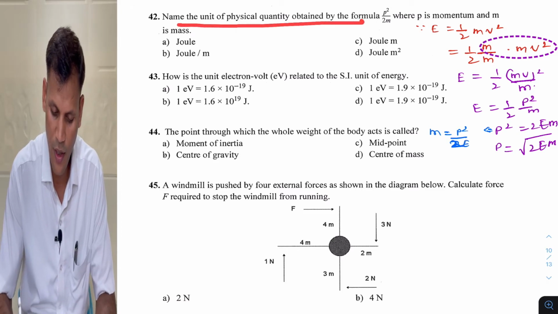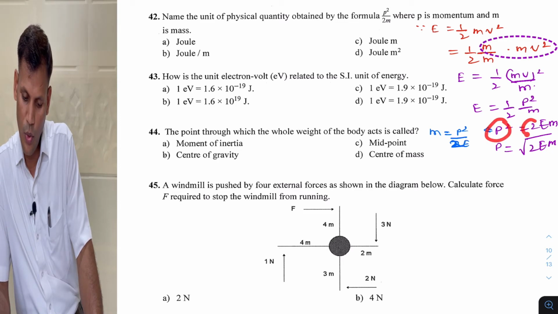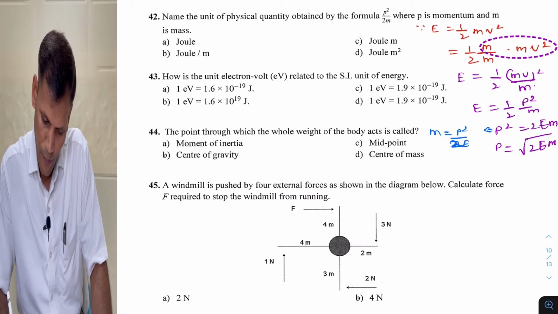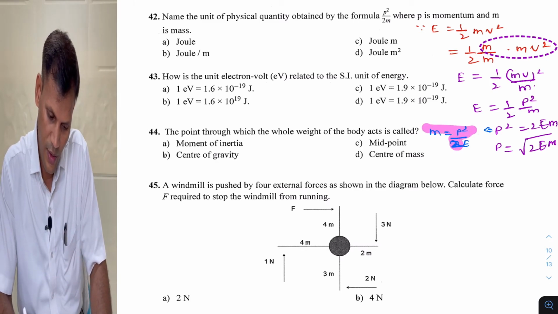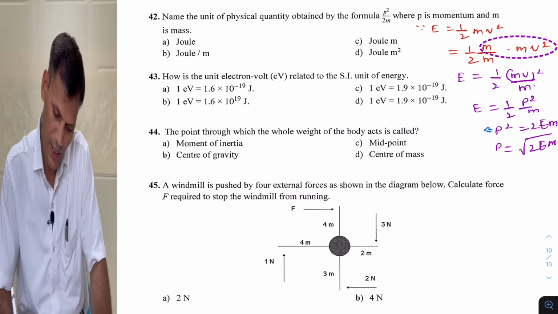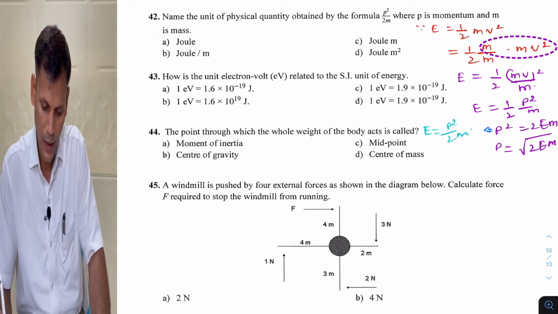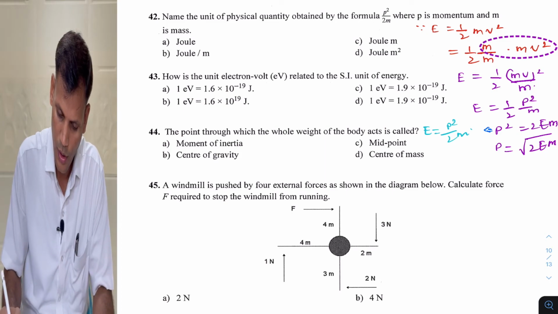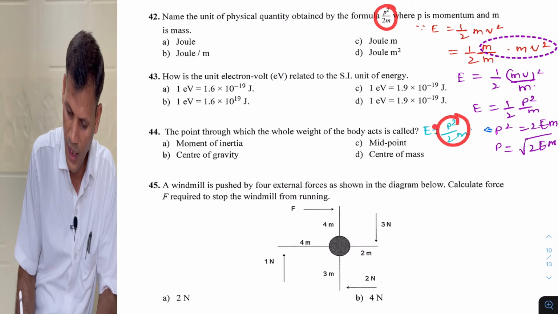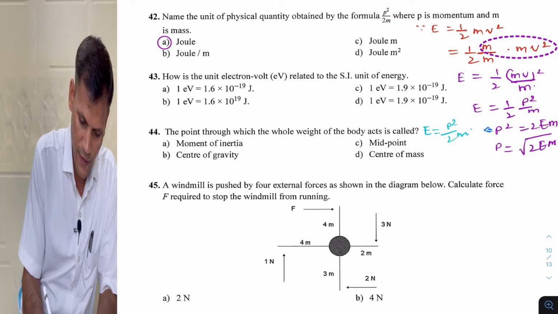Name the unit of physical quantity obtained from p square by 2m. So p square by 2m, if we do, sorry, I have made it wrong, p square by 2m, that will be kinetic energy. So energy is p square by 2m, and the unit of energy is joule. So joule is the correct answer.